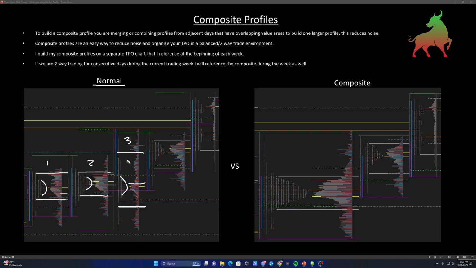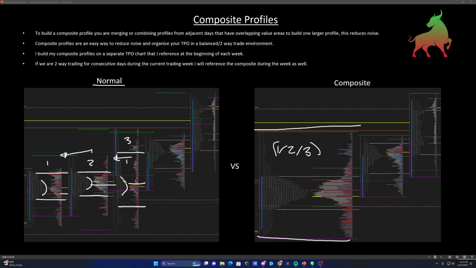On Sierra Chart, I can right click this profile and select the option merge with prior profile. That will merge day 3 into day 2. Then I can take this day and merge it with day 1. Now I will have one profile, which you see right here on the composite side, that is 1, 2, 3 days merged together. Okay? You see how much easier this profile is to read now?